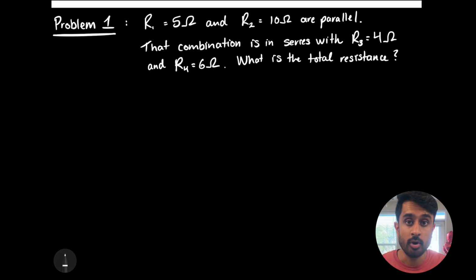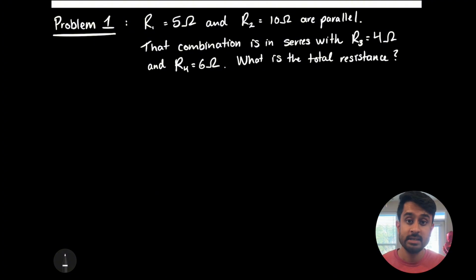We have a word problem in this case. We have R1 equals 5 ohms and R2 is 10 ohms, and these two resistors are in parallel. That combination is in series with R3, which is equal to 4 ohms, and R4, which is equal to 6 ohms. What is the total resistance of this entire resistor network?